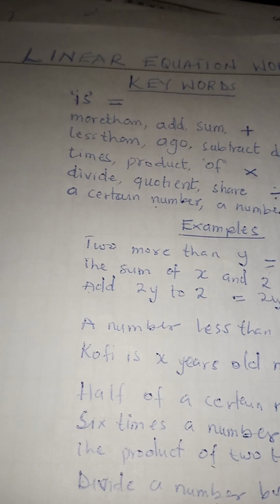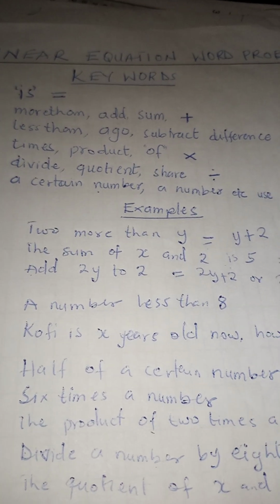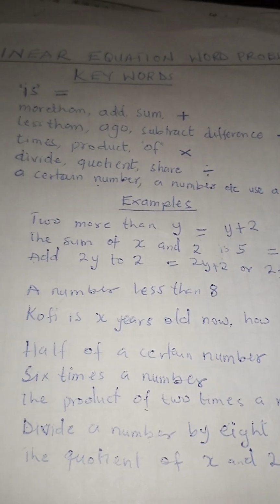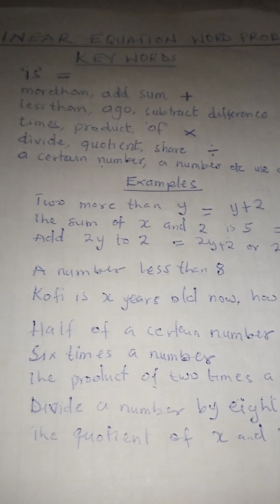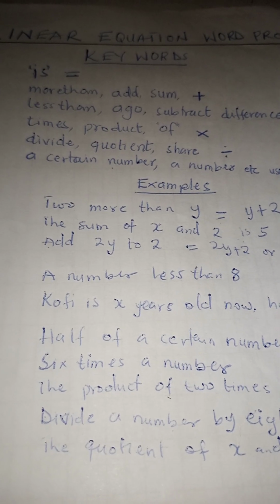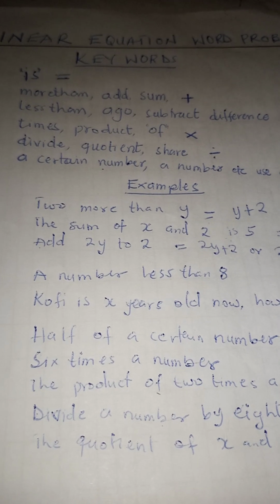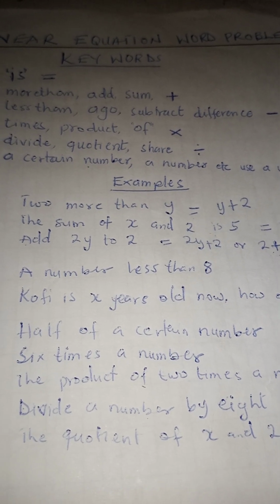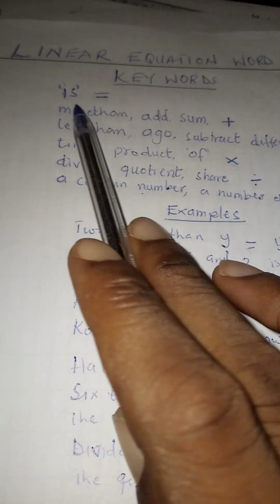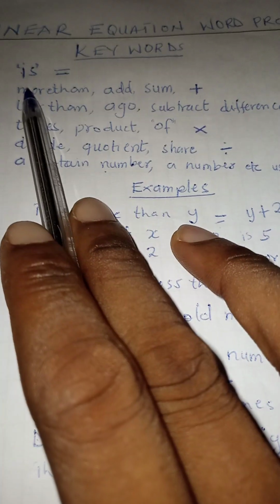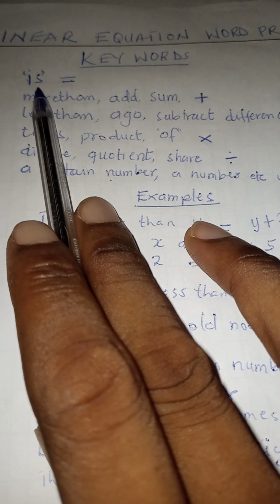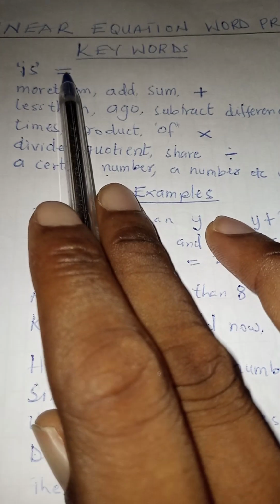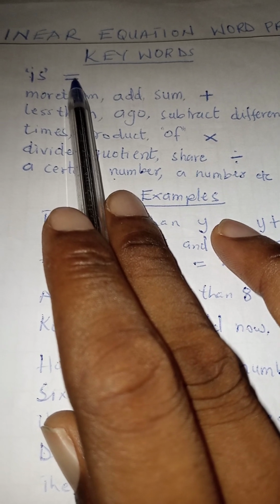Now, today I would like us to look at linear equation word problems. But before we look at this, I would like us to look at some keywords that we mostly use when we are setting questions on linear equation word problems. The first keyword I have here is "is". Mostly in these word problems, when you hear "is", we represent it with equal to.